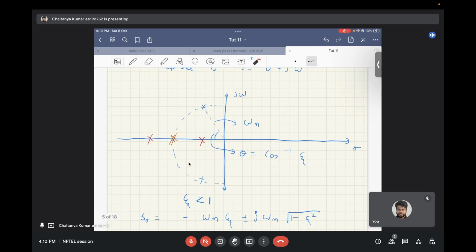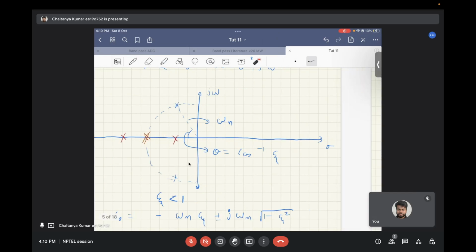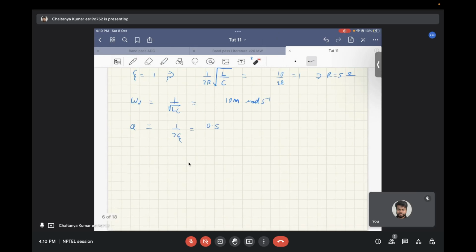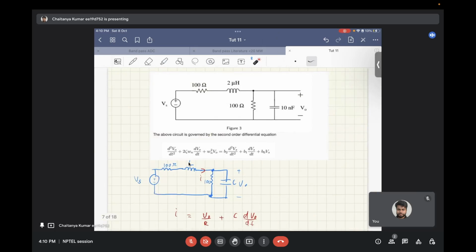So as we see in this curve, if we change the damping factor by changing the resistance, the omega n doesn't change. That remains the same, and the quality factor, that is 1 upon 2 zeta, is equal to 0.5. So this is how you need to solve that question. Now let's move to another question.